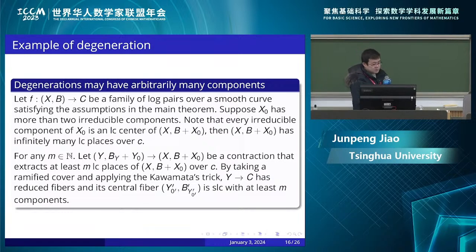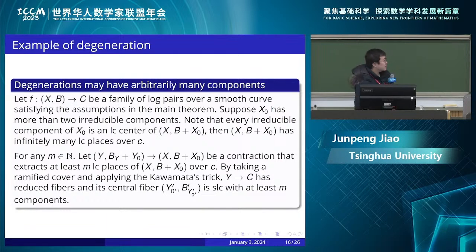So suppose X, B to C is a family of log pairs over a smooth curve, satisfying the assumptions, and the central fiber has more than 2 irreducible components. Because every irreducible component of the central fiber is an LC center, its intersection is still an LC center. We can blow up its intersection, and keep blowing up, we can extract M LC places.